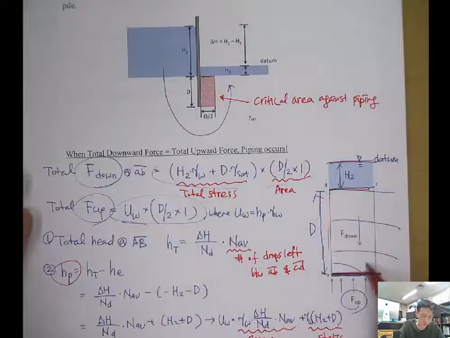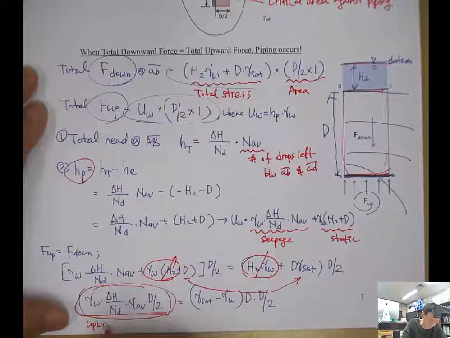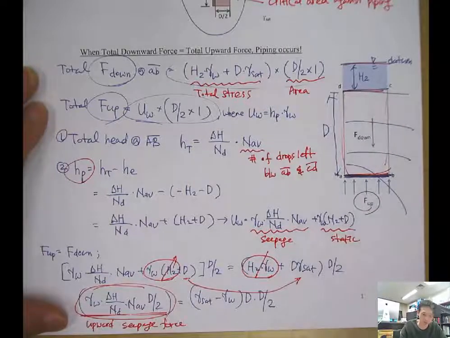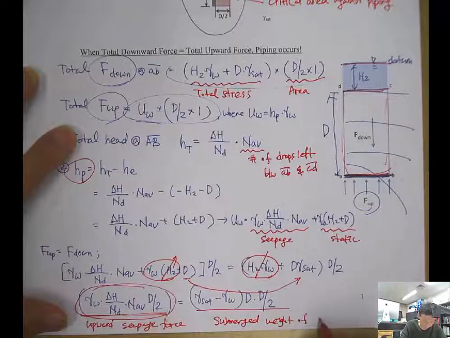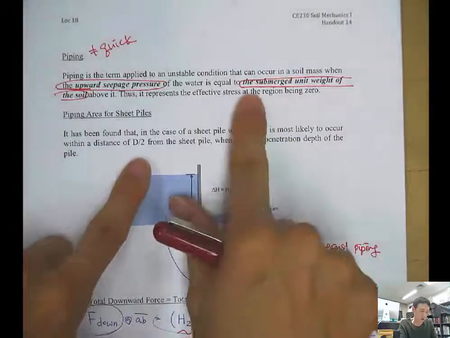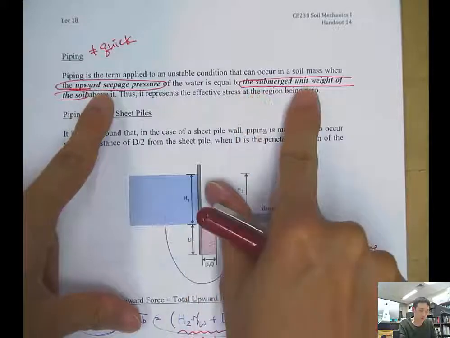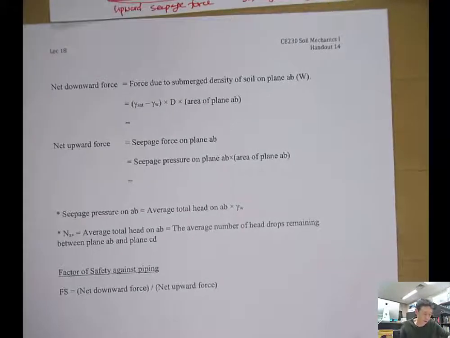So when you look at this rectangle region, this term is the seepage force acting on the plane AB. And this is the submerged weight acting on the plane AB. So, just as we said here, the upward seepage pressure is equal to the submerged unit weight of the soil. So from that, you can derive the factor of safety.